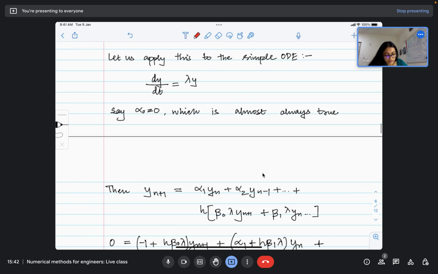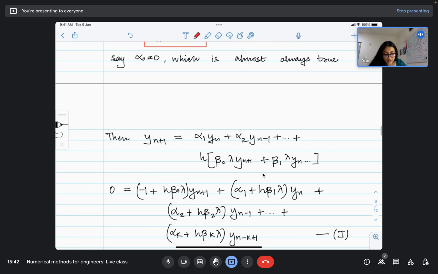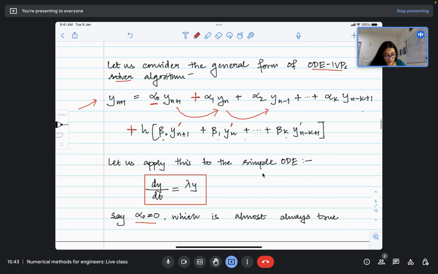Now, let us apply this to the simple ODE. Let's consider a simple ODE over here, that is dy by dt is equal to lambda y. Now say that alpha naught is equal to 0, which is the case in almost all situations, and hence these equations are mostly written as yn plus 1 is equal to something times yn. This term is mostly missing because the value of alpha naught is 0.